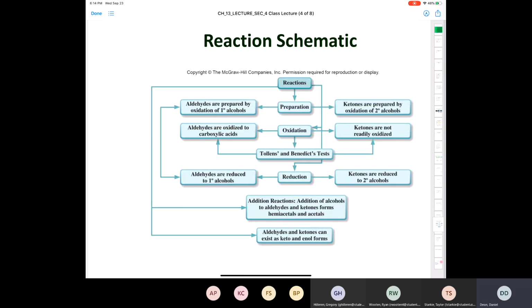This is just a reaction schematic that's found at the end of the chapter. It covers the reactions that you have to know from chapter 13. So let's take a quick peek at it. It says here that you have to know about the preparation of ketones. Ketones are prepared from the oxidation of secondary alcohols, whereas aldehydes are prepared from the oxidation of primary alcohols. We use an oxidizing agent, which we can denote as oxygen in these square brackets, to do that.